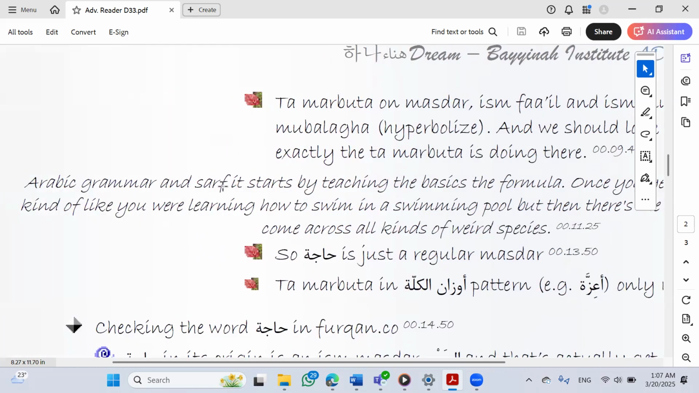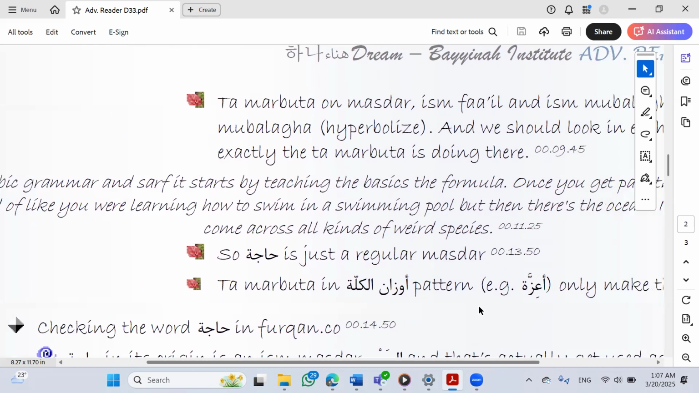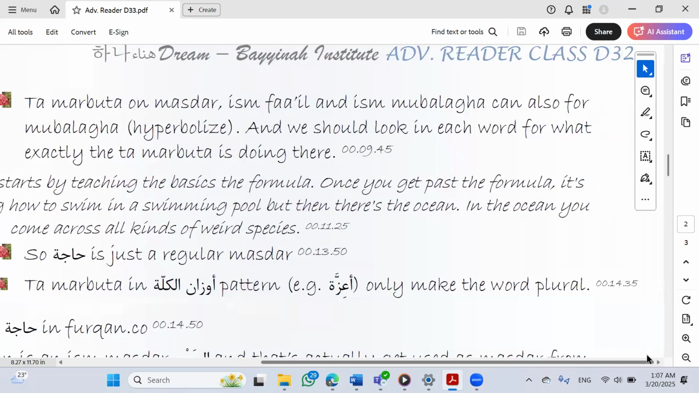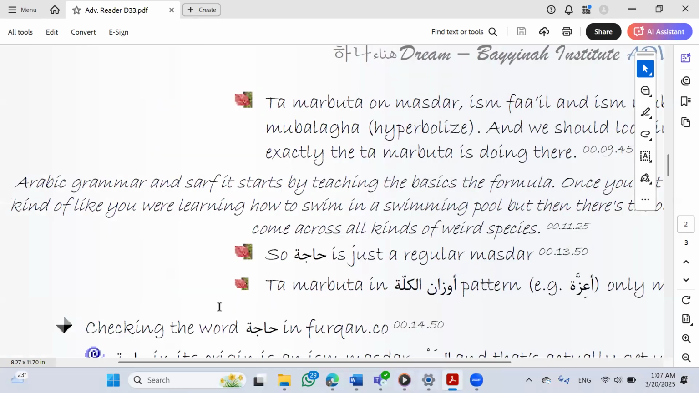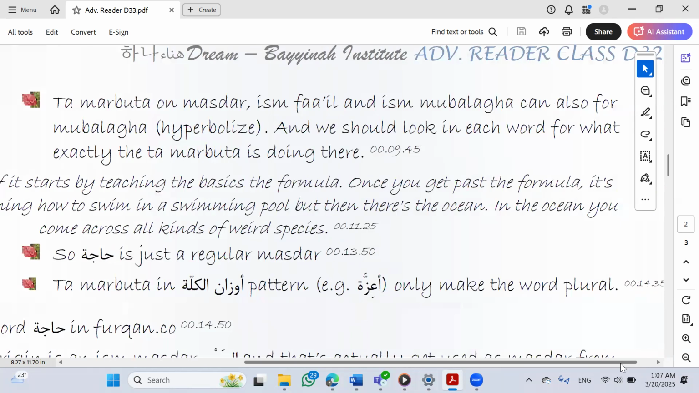Arabic grammar in short starts by teaching the basics, the formula. Once you get past the formula, it's like you were learning how to swim in a swimming pool, but then there is the ocean. In the ocean, you come across all kinds of weird species. So we have to decide for every word.